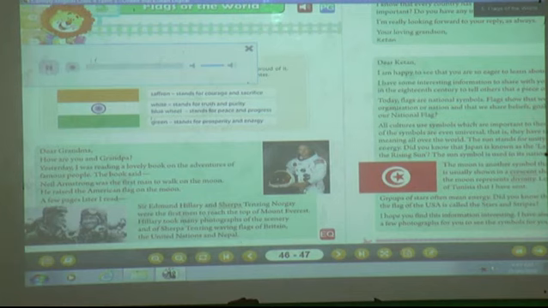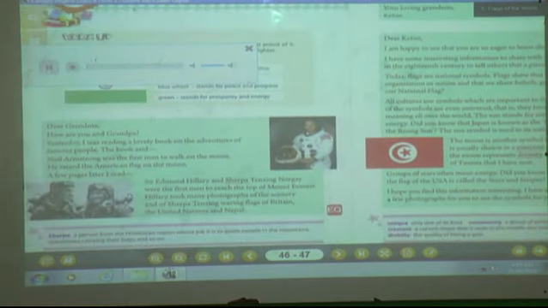So, ready students? Lesson 5: Flags of the World.